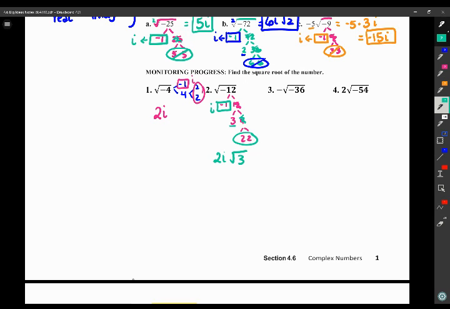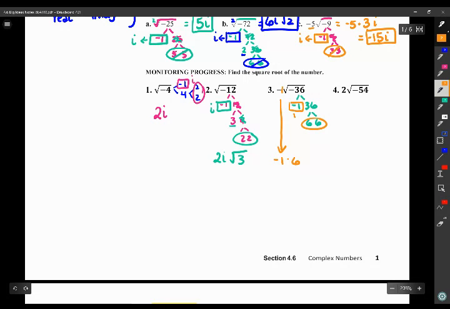The next one, you've got -36. So this is -1 times 36. 36 breaks down to be 6 and 6. And then as you look at this one, remember that there's a -1 sitting out in front. So this -1 comes out. A pair of 6s comes out. And this -1 is the same thing as an I. And so this is the same thing as -6I.